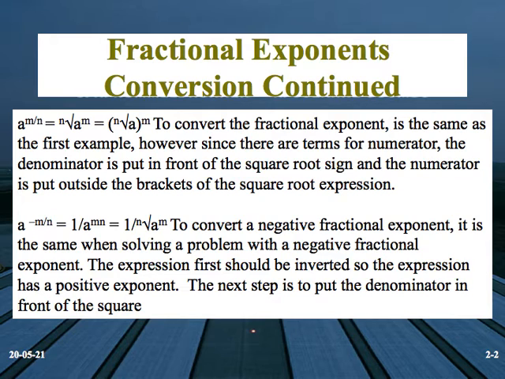The fourth fractional exponent conversion is a to the negative m divided by n power, which is equivalent to 1 over a to the m over n power, which is equivalent to 1 divided by the nth root of a to the mth power. To convert a negative fractional exponent, it is the same as when solving a problem with a negative exponent. The expression first should be inverted, so the expression has a positive exponent. The next step is to put the denominator in front of the square root sign.